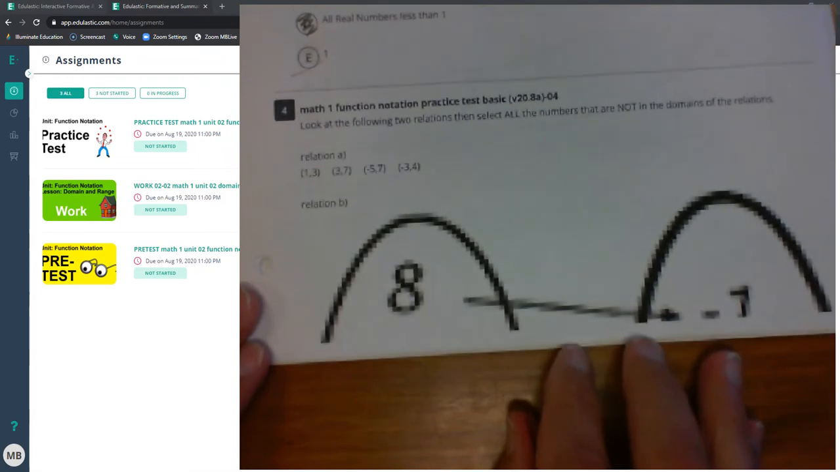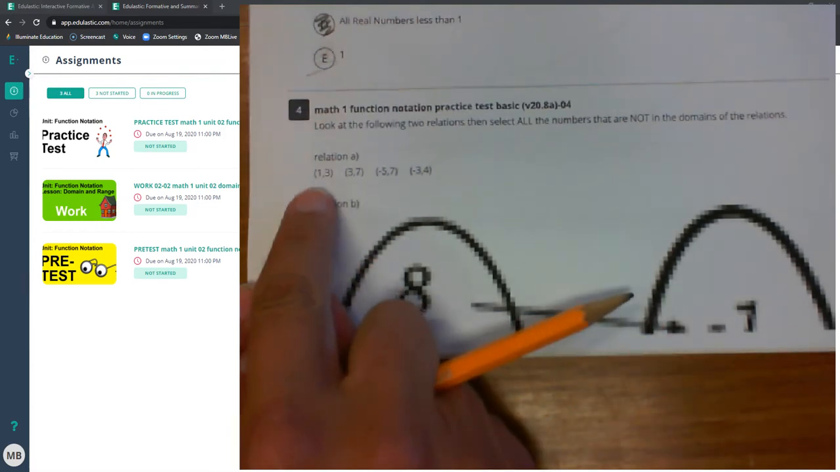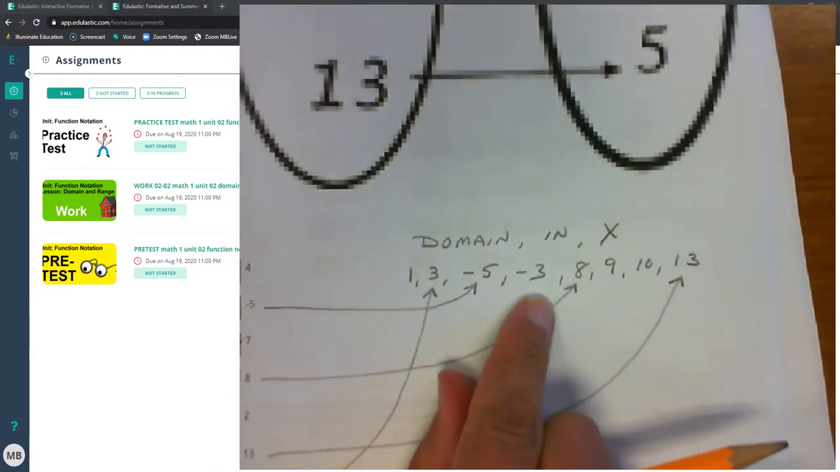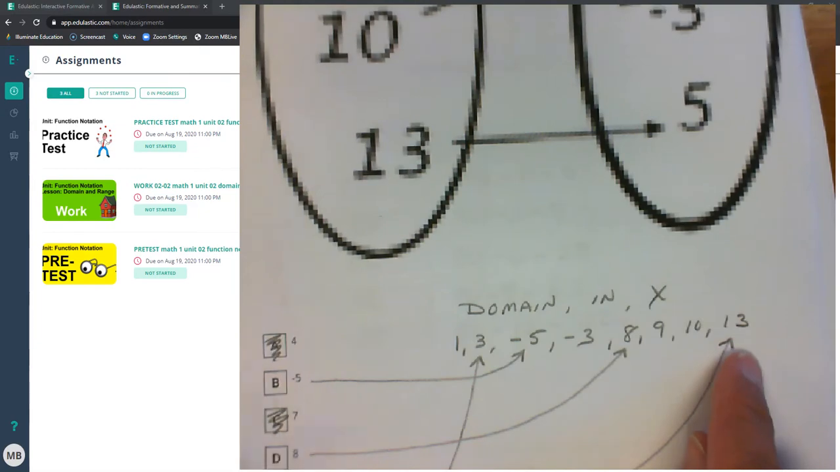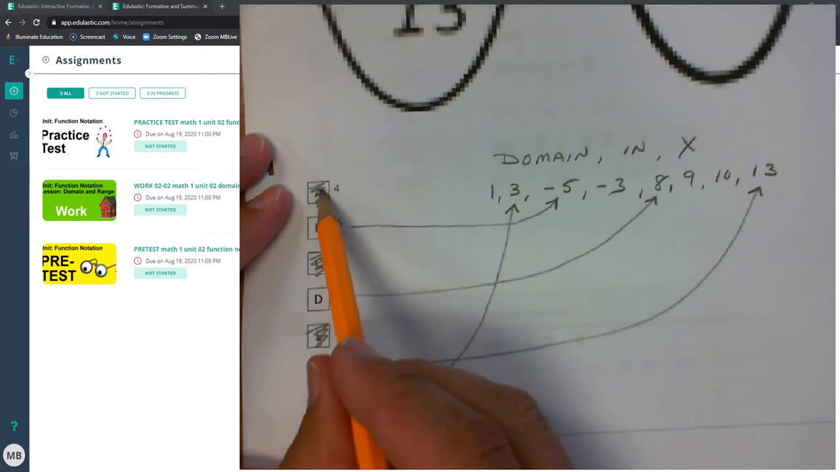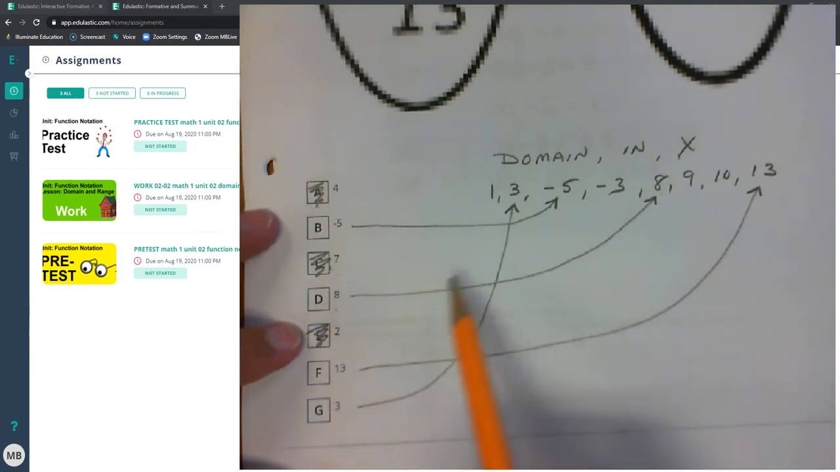Okay, look at the following two relations and then select all the numbers that are not in the domain. Well, it's kind of hard to see this one, but here's the first one. The domain is the x's, so I have 1, 3, -5, -3, and then I also have 8, 9, 10, 13. I have to decide which numbers are not listed. So 4, not listed, that's why I selected it. 5 is listed, 7, not listed, selected. 8 is there, 2, not listed, I selected it. 13 and 3 are both over there.